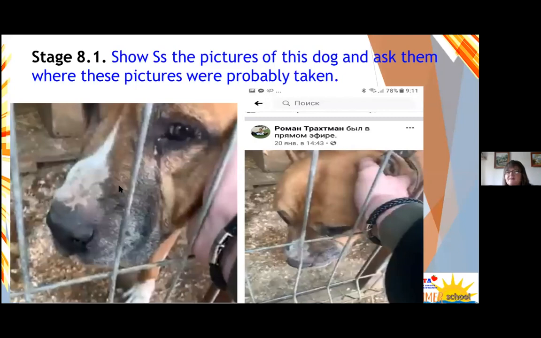Can you answer? Dog shelter? Dog shelter, animal shelter, that's right. Animal shelter, yes. Well, dog shelter, it's okay, it's right. So these are real pictures, right? And this is a real person, Roman Tartman from Chisinau. Actually. And take a look at this dog.